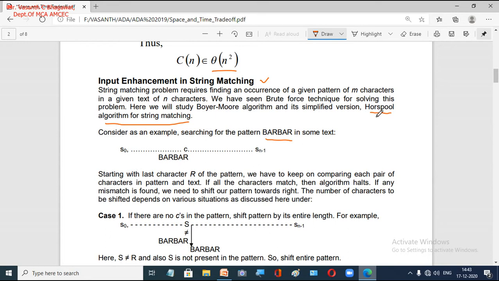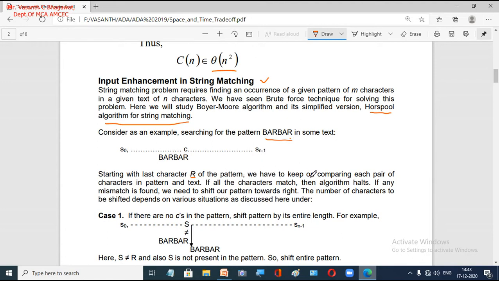How do we start in Horspool's algorithm? Here we start scanning character by character from the last character R of the pattern. This is the last character of our pattern, that is R. In our brute force technique, we scanned character by character from the left side. But in Horspool's algorithm, we scan from the right side of the pattern.